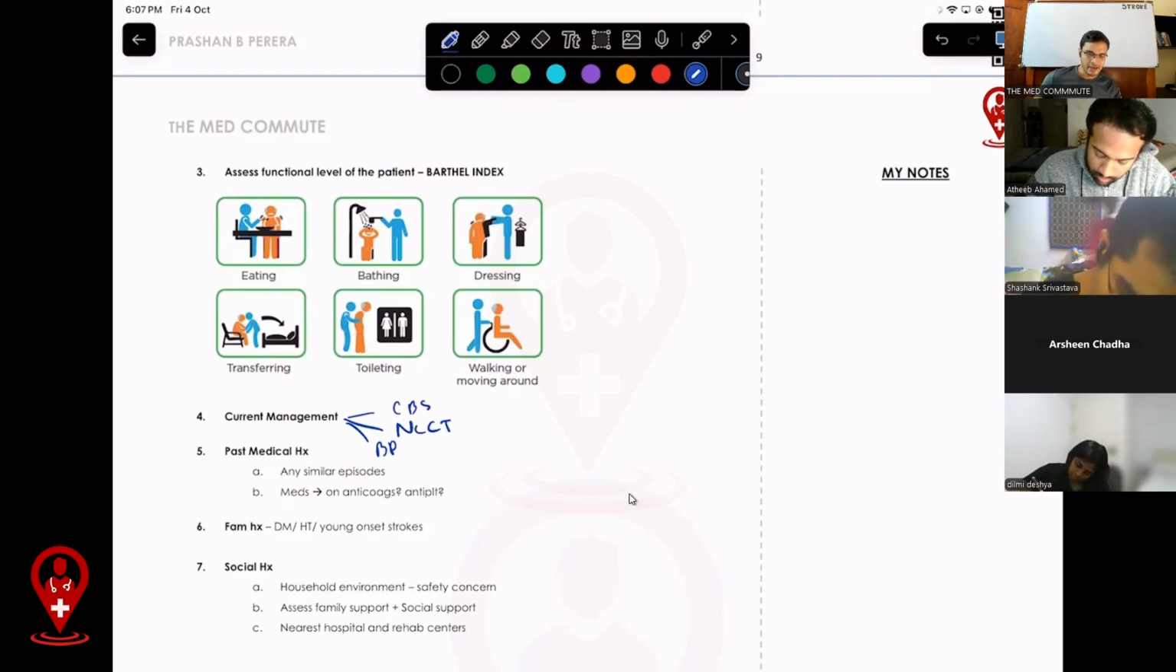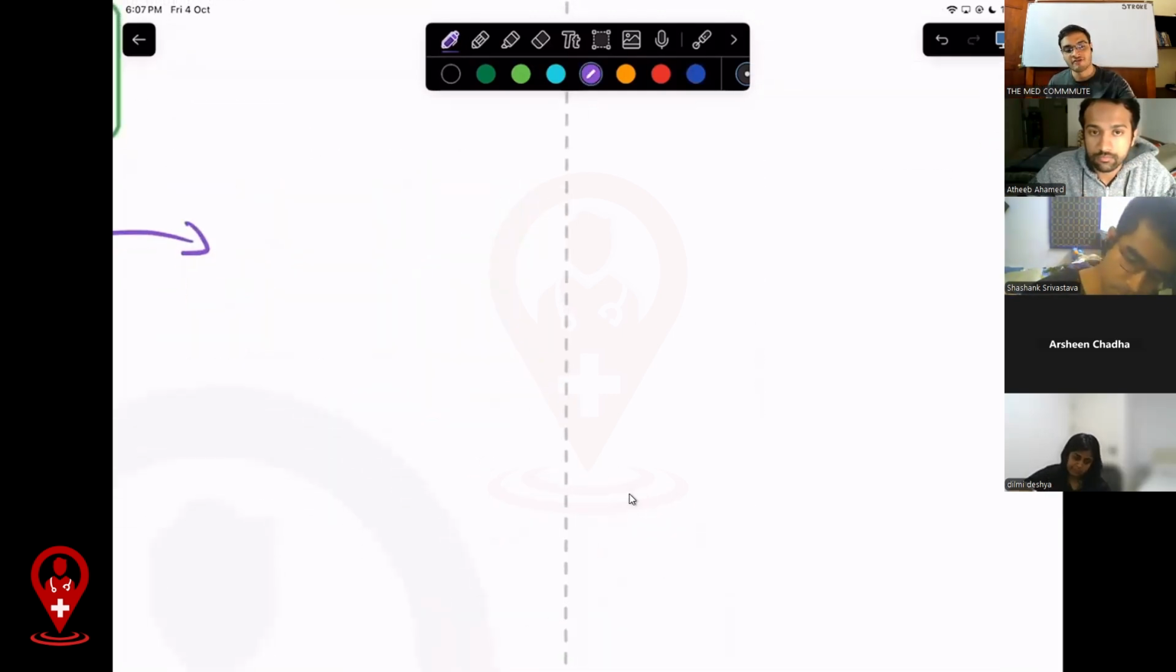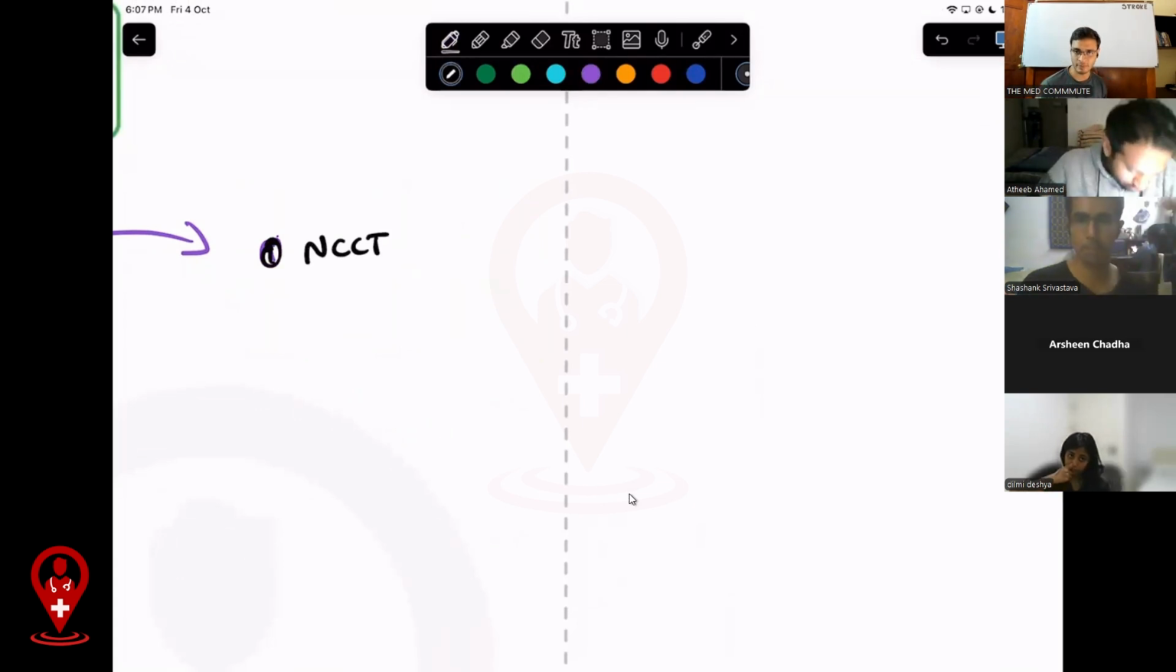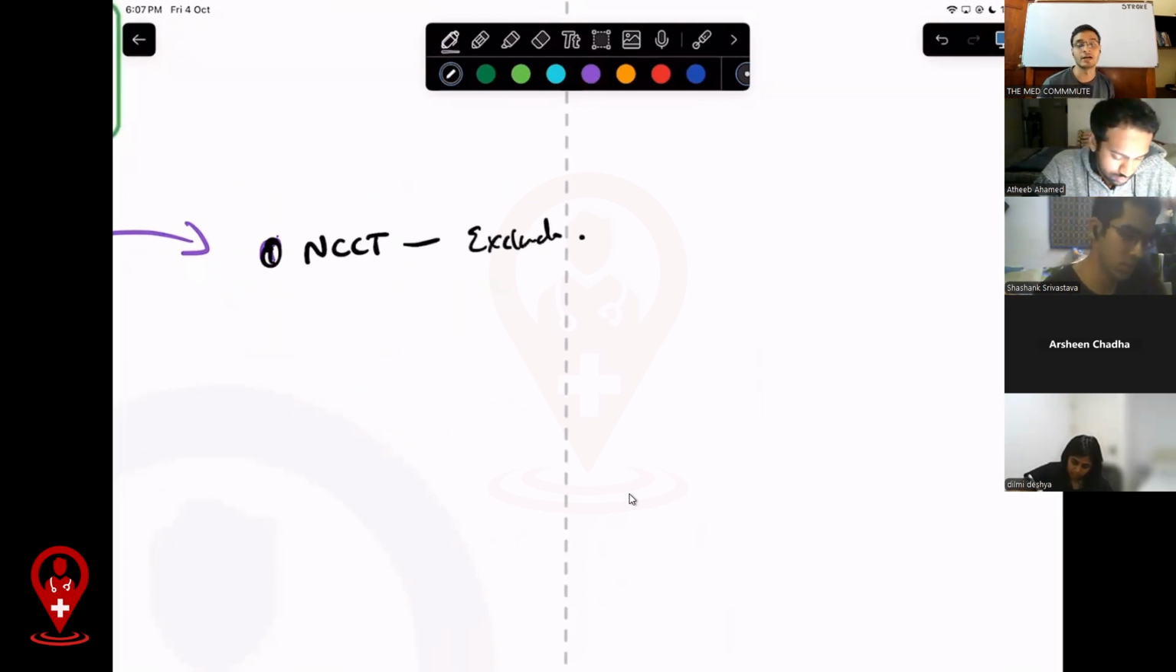Okay, here, guys, with this current management, we'll segue into our diagnostic part. So just write down a little. First thing is the NCCT. What is this NCCT and why are we doing this? This is a non-contrast CT. We don't give any contrast agent to the patient's blood. Why are we doing this? Because we want to exclude, not to diagnose. We are doing this to exclude a hemorrhagic stroke, because the management is completely the opposite.